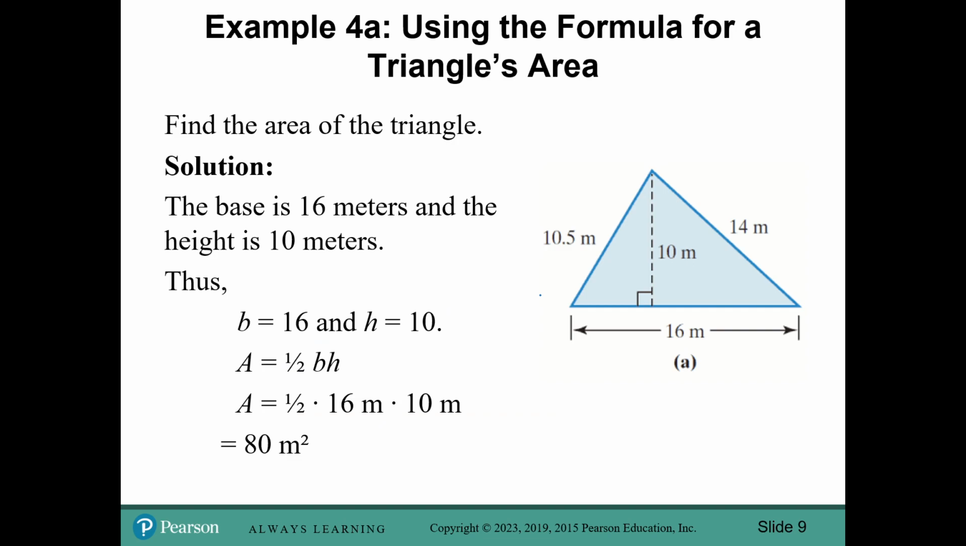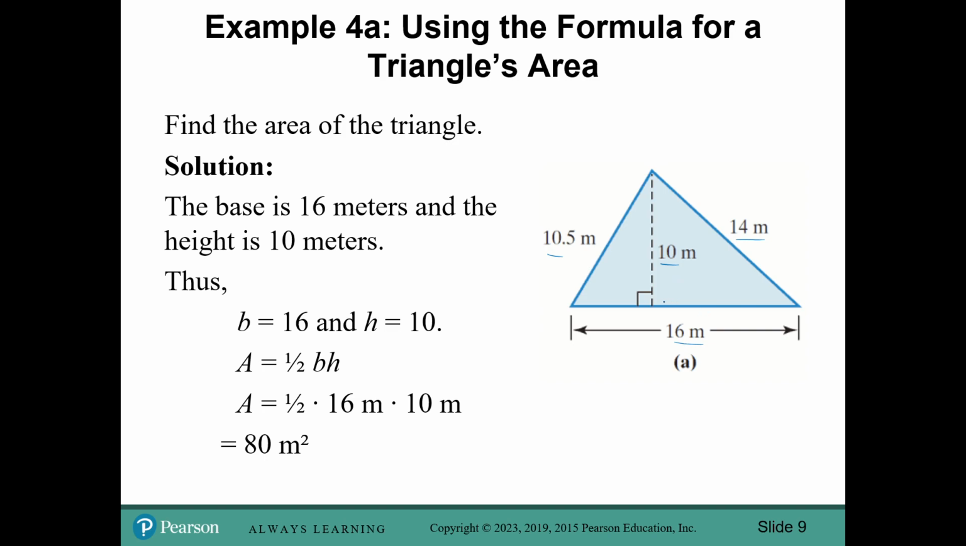Here it gives us all kinds of measurements on this triangle. This is find the area of the triangle. It gives you a measurement on this side, a measurement on this side, a measurement on the base, and then the height measurement. It gives you all these measurements to see if you know which ones are important. Remember, our formula is 1/2 base times height.